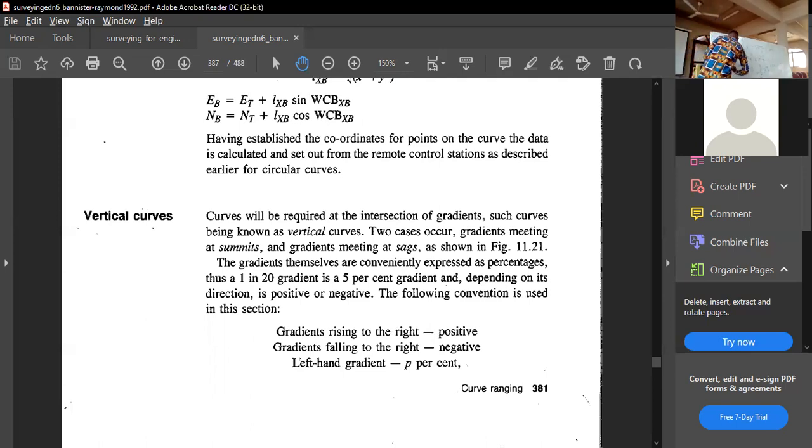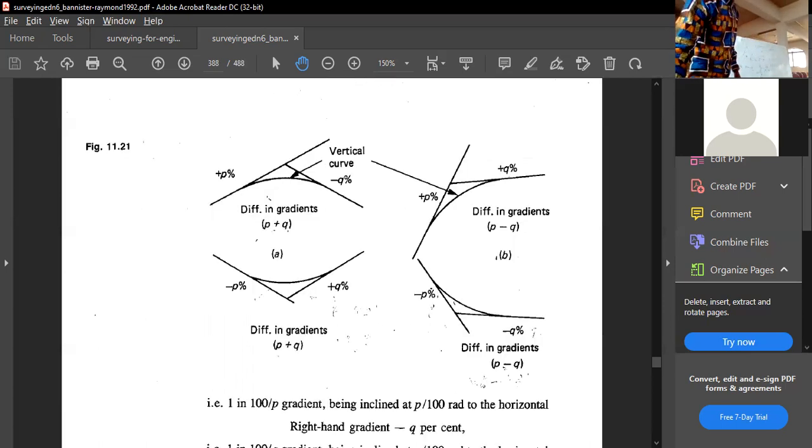So if you have two, you always have two, the left hand one is P, rising from the left to the right, so it is positive P%. Then we have going from left to right falling. We have negative Q. Take note, this is just something we have to take note of. There's no need to ask why. It's a convention.